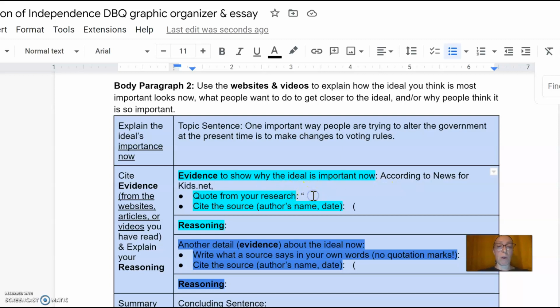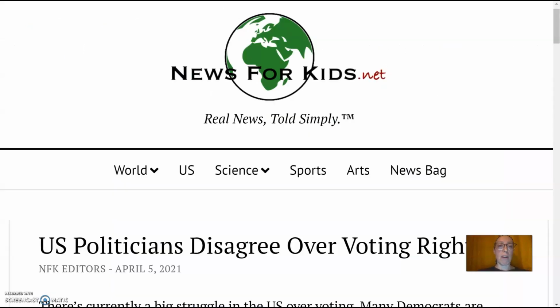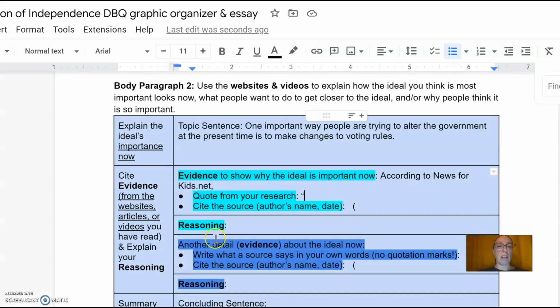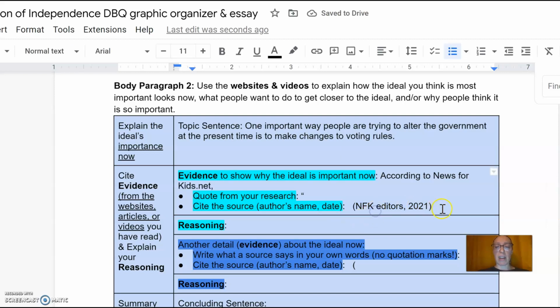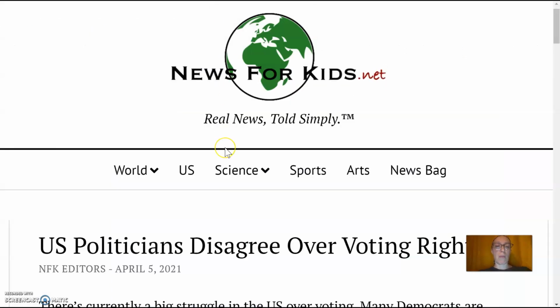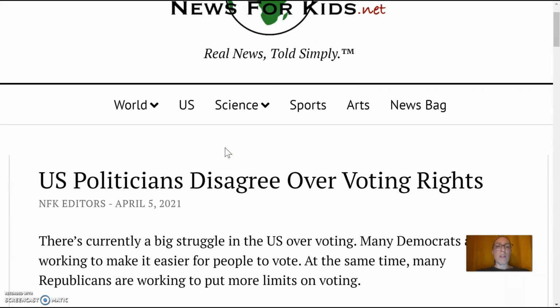And now I need to quote. But first, while I'm there, let's see. The authors were NFK editors, and this is from 2021. So my citation is going to be the author's name. Like I said, I'm going to use NFK editors or newsforkids.net and then the date. So NFK editors 2021 is my citation. Now I am ready to go back to the website and find my quote. So let's see.